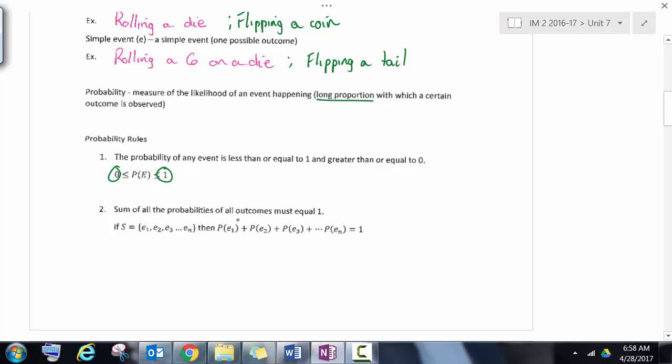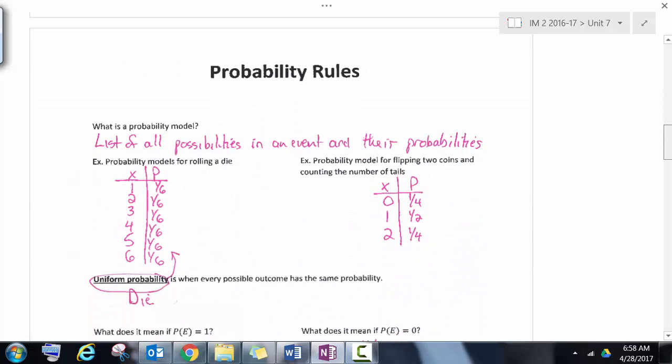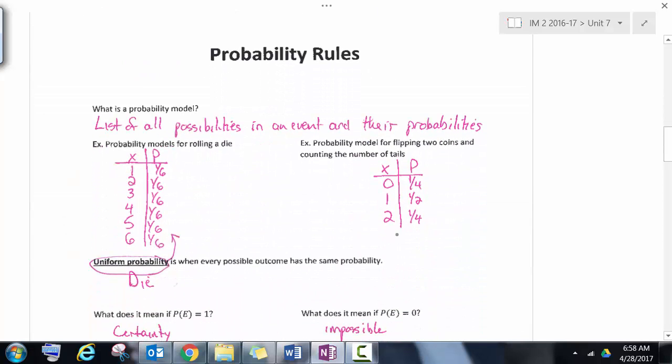And the sum of all the probabilities of all outcomes must equal 1. So if our sample space is E1, E2, E3, all these different little E's, then the probability of all of them have to add up to 1, because that's 100%. Probability model is a list of all possibilities in an event and their probabilities. So if we were rolling a die, we could get a 1, 2, 3, 4, 5, or 6, and since they're all equally likely, it's 1 out of 6 for each of those.